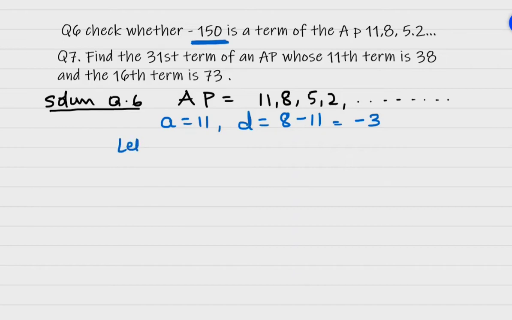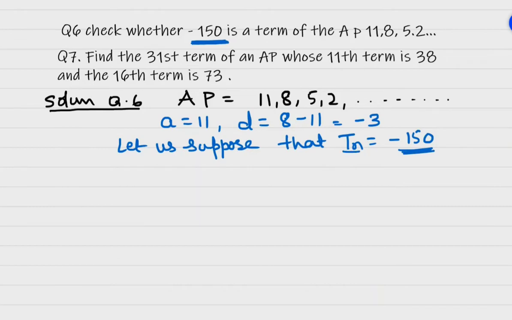Let us suppose that Tn is equal to minus 150. Now let's see whether minus 150 is a term or not. Now what is our Tn? Tn is nothing but the nth term, that is A plus n minus 1 into D, is equal to minus 150. Let us see if it's the nth term.